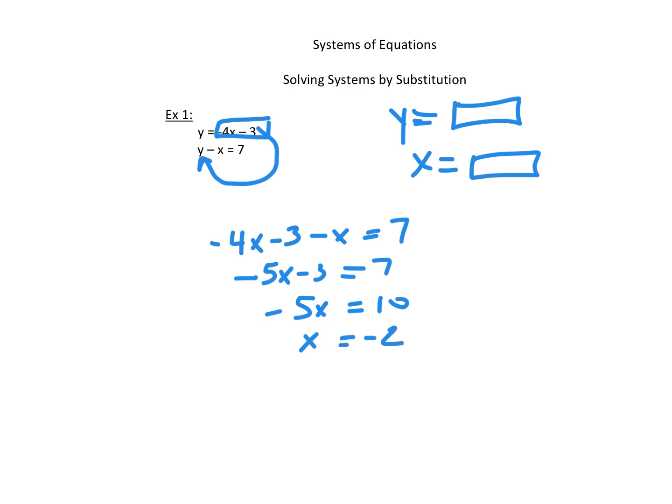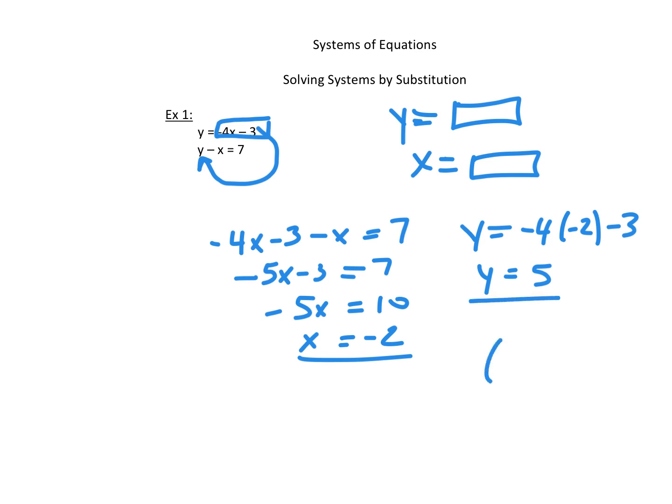Once I get my x value, I can plug in that x value into either of the two equations. They'll both produce the same answer for y. I'm going to go into the first one because it's usually easier to go into the one where all the numbers will be on one side of the equation. So it'd be negative 4 times negative 2 minus 3, so that's 8 minus 3, the y value is 5. So my x value is negative 2, my y value is 5. That means that the point of intersection of these two lines is at negative 2 comma 5.